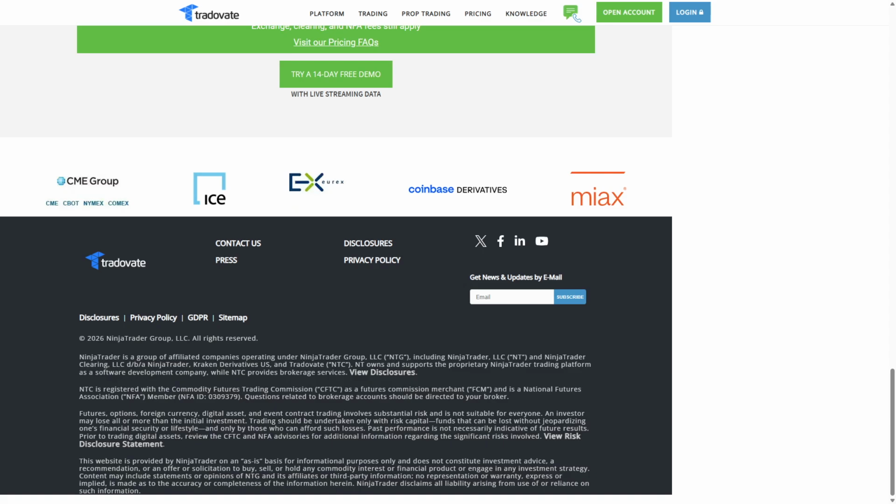The ideal user is a futures trader seeking a dedicated, cost-effective platform with built-in brokerage services and fast execution. Tradovate's official website highlights its commitment to innovation and user-centric design tailored for the futures market.